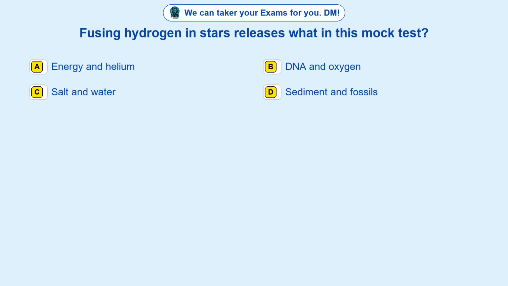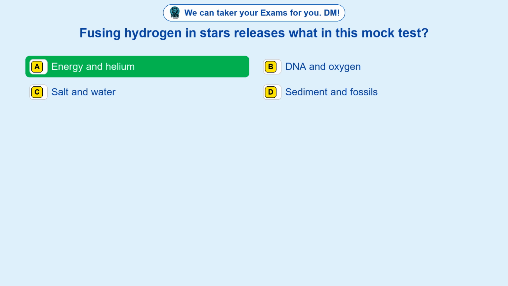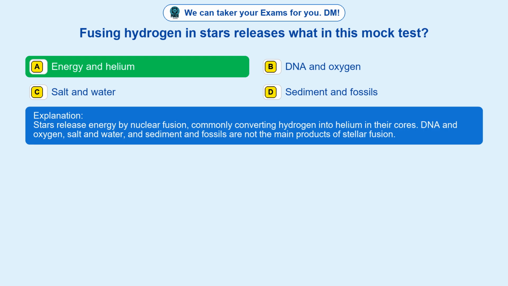Question 93. Fusing hydrogen in stars releases what in this mock test? Option A, energy and helium. Option B, DNA and oxygen. Option C, salt and water. Option D, sediment and fossils. The correct answer is option A. Energy and helium. Stars release energy by nuclear fusion, commonly converting hydrogen into helium in their cores. DNA and oxygen, salt and water, and sediment and fossils are not the main products of stellar fusion.